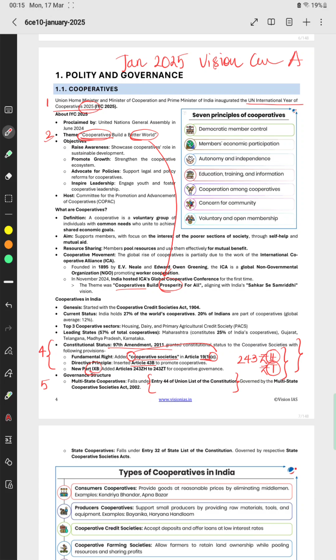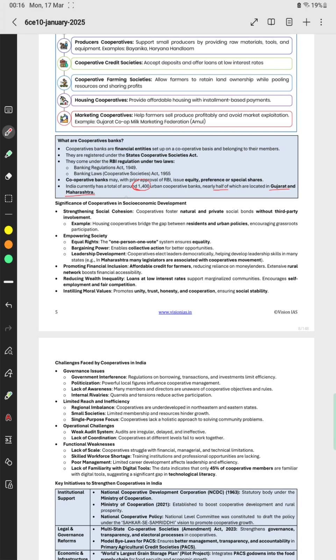So the cooperatives fall under entry 44 of the Union List. It is very important. Under the Multi-State Cooperative Societies Act 2003. In India there are 1400 urban cooperative banks, half of which are located in Gujarat and Maharashtra.